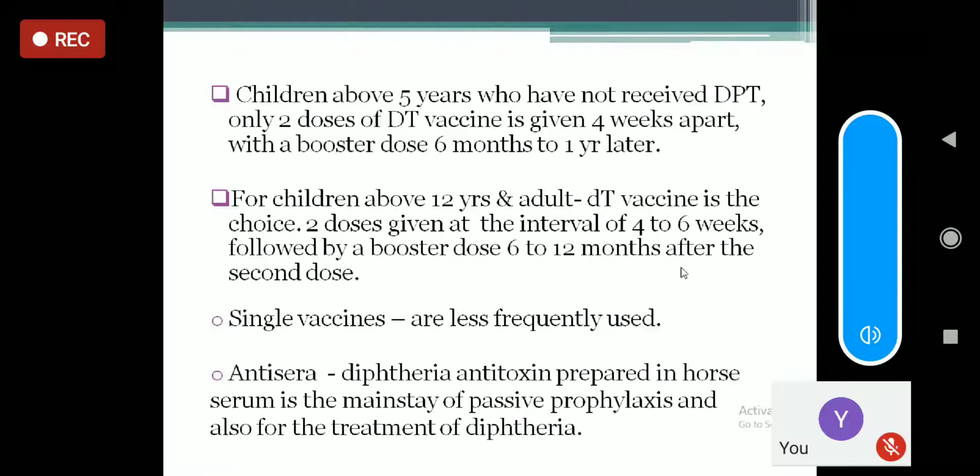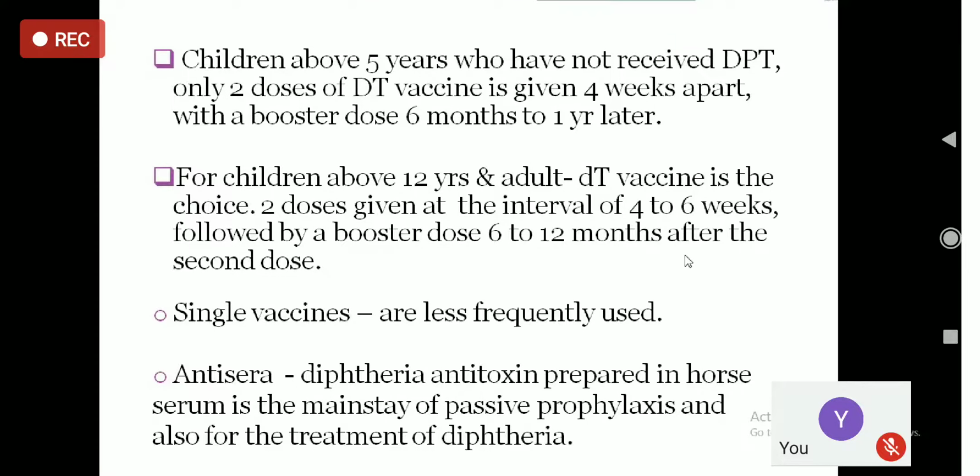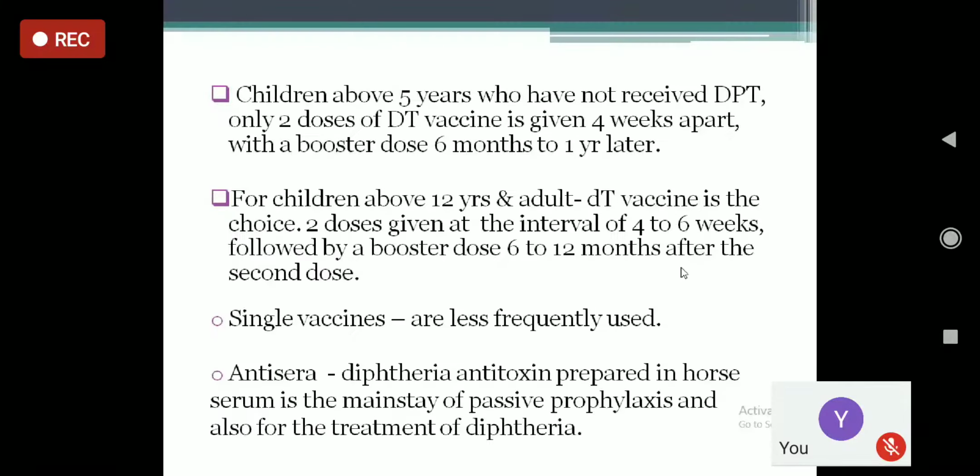And antisera, diphtheria antitoxin prepared in horse serum, is the mainstay of passive prophylaxis. So passive prophylaxis means if someone gets exposed to this bacteria while working in the lab, while collecting the sample, while dealing with the patient, then you can give this antisera. Antisera means diphtheria antitoxin, that is prepared in horse serum.